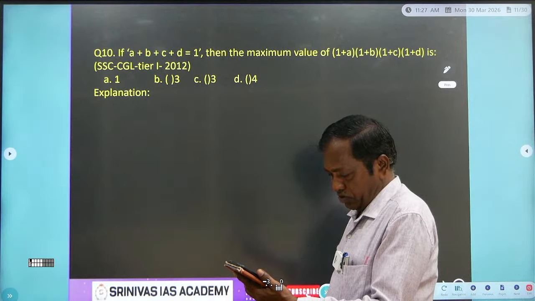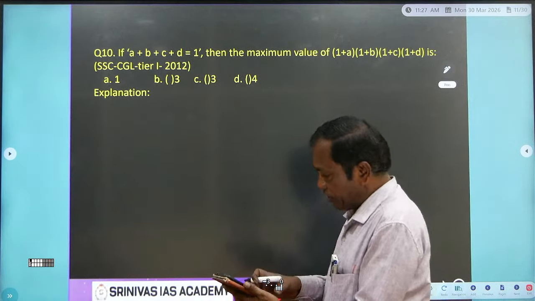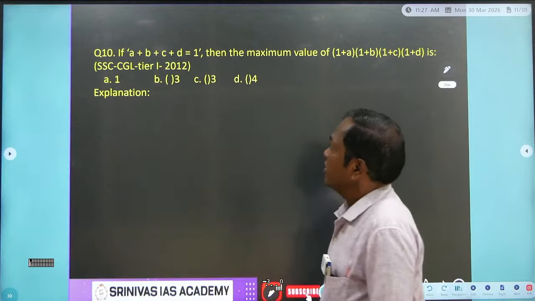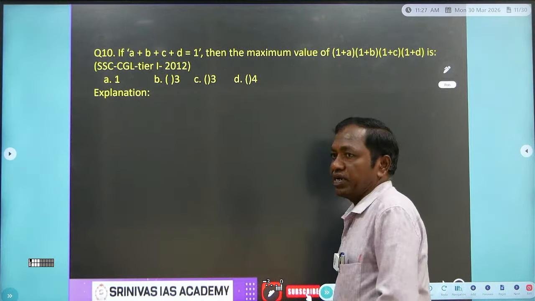Yes, Srini Kallur, 16 is the right one. 4 into 4 is 16. That's right. That is a property, you can always keep it like that.